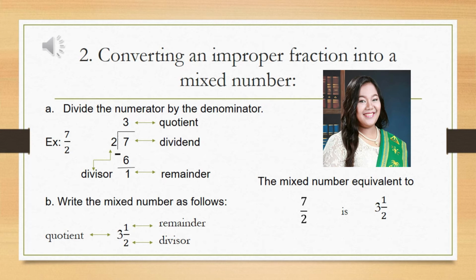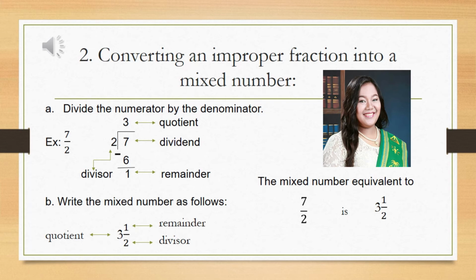And in converting an improper fraction into a mixed number, these are the steps. First, divide the numerator by the denominator. Consider 7/2. 7, which is our dividend, will be divided by 2, which is our divisor. So 7 divided by 2 is equivalent to 3, which is our quotient. 3 times 2 equals 6. 7 minus 6 is equal to 1. 1 is our remainder.